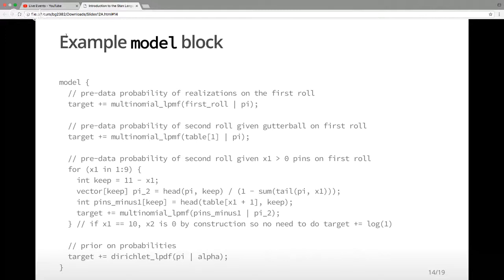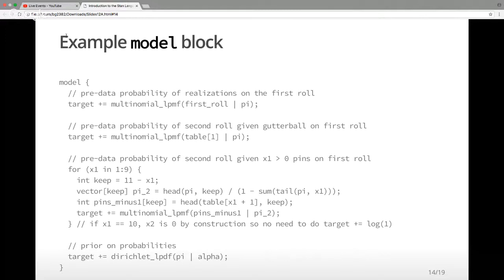So we just loop from 1 to 9. The number of elements to keep is 11 minus x1. We do what we did before in math, where we keep the first however many elements of pi and then divide by the sum of the remaining elements to renormalize it so that pi 2 is also a simplex vector, even though I can't declare it as a simplex vector in the model block because you're not allowed to do things that have constraints on them.